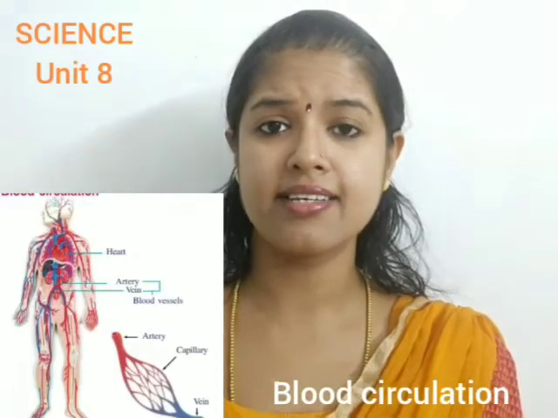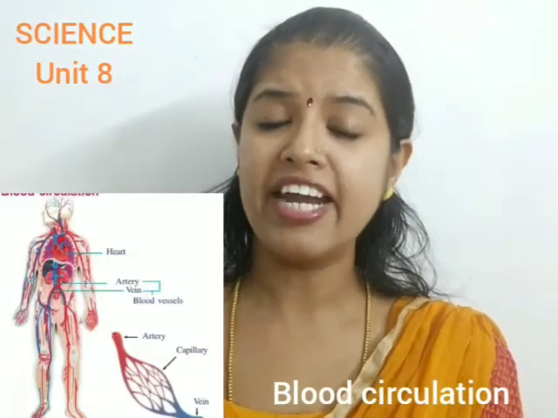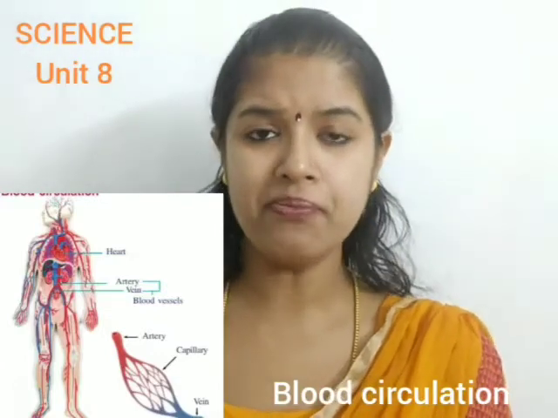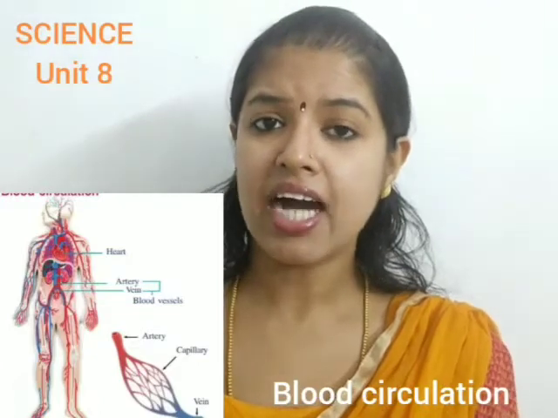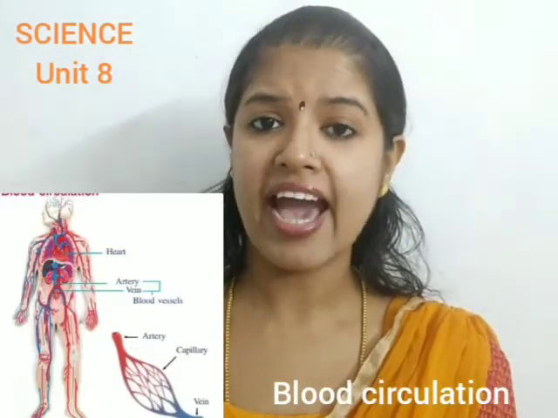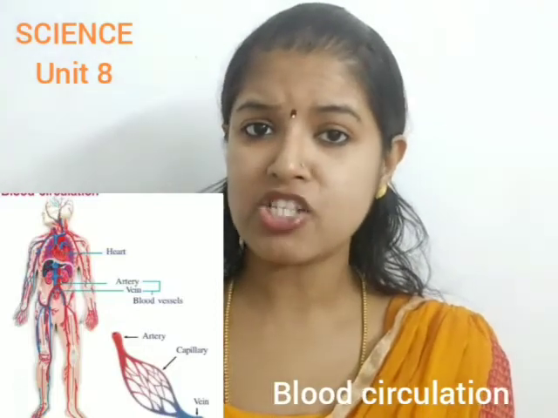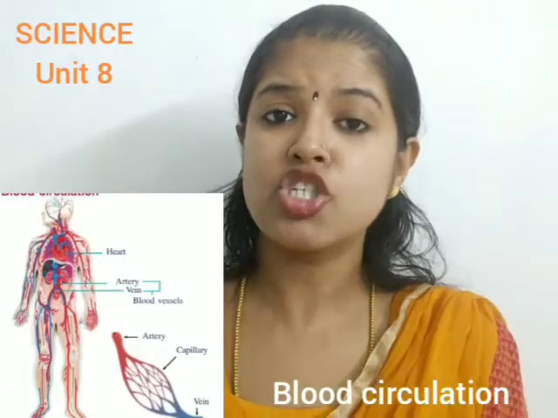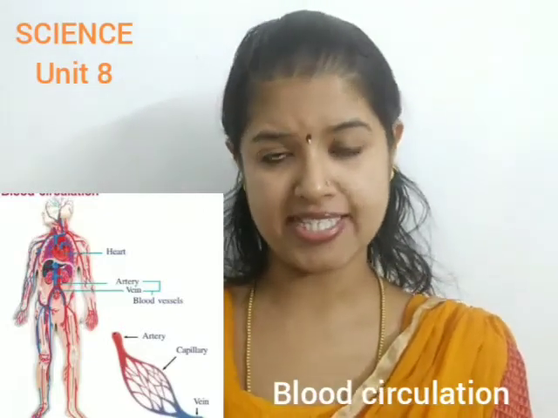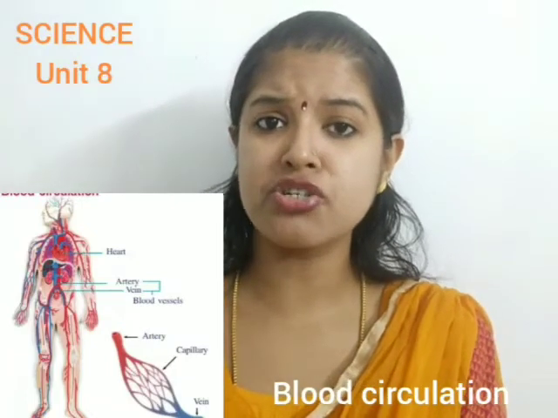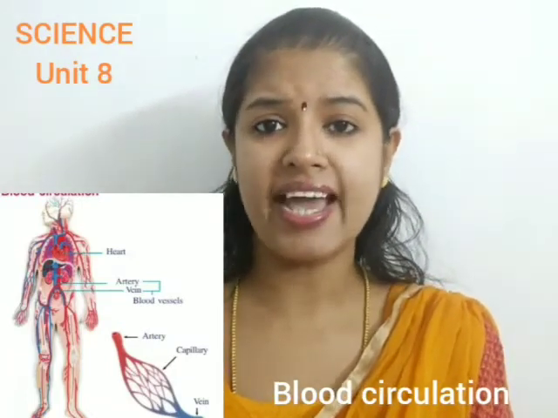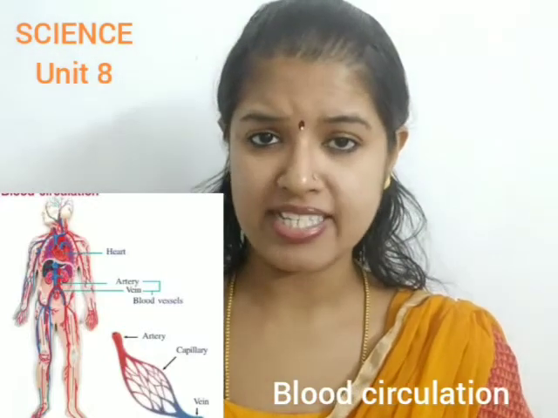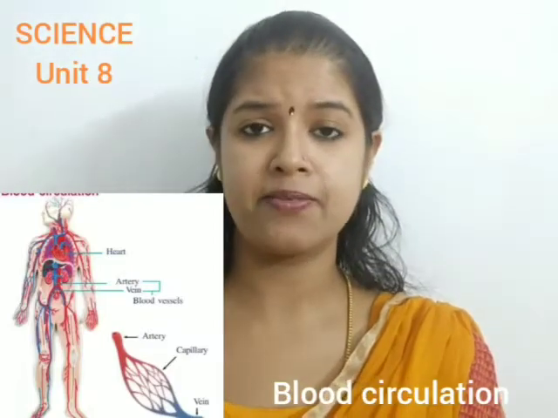Children, arteries are the blood vessels which carry blood from the heart to all parts of the body. Veins are the blood vessels which carry blood from all parts of the body to the heart. And capillaries are the joining of the arteries and veins. It's just a network of tissue which joins the arteries and veins. So these are the 3 types of blood vessels: arteries, veins and capillaries.